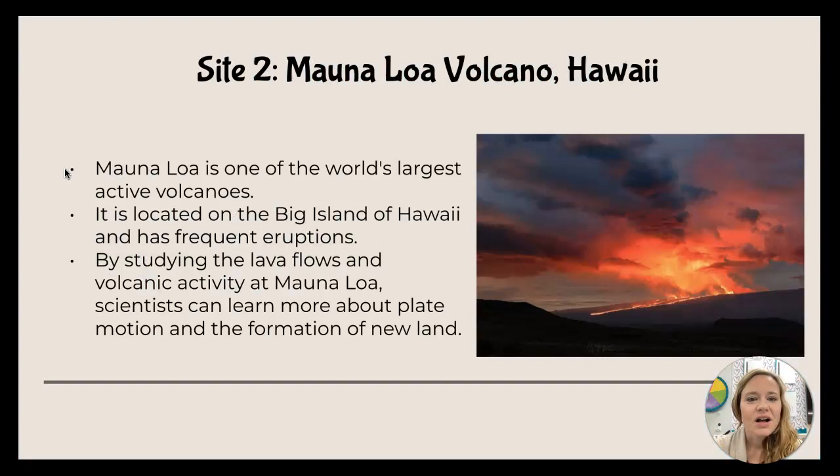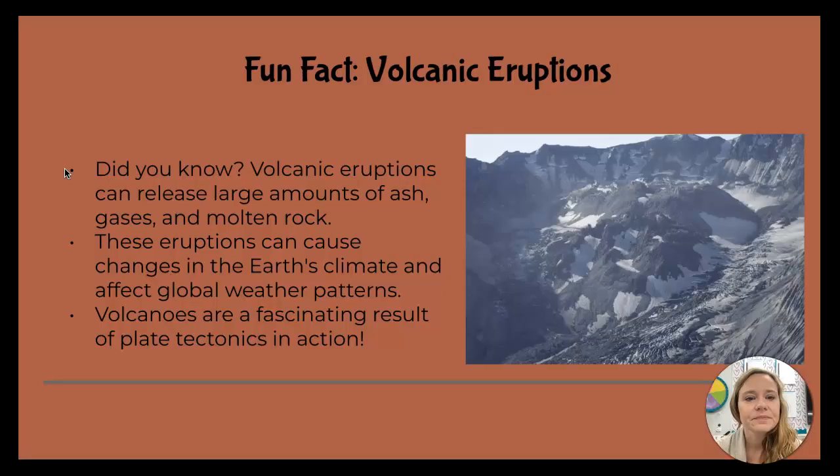Site number 2, Mauna Loa volcano in Hawaii. The volcano is one of the world's largest active volcanoes, the world's largest, not just in Hawaii, and it's located on the Big Island in Hawaii. It has frequent eruptions, and we can study the lava and the volcanic activity in order to learn more about plate motion and formation of new land. So we know that when lava cools, it can form new rock, and we're wondering what kind of new land can be formed from that.